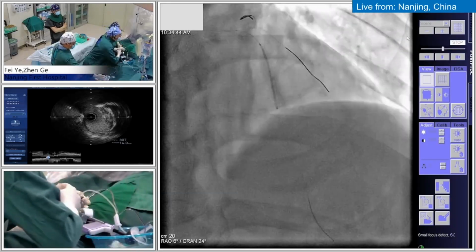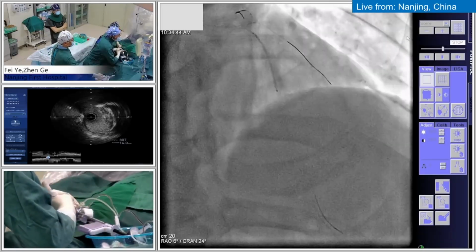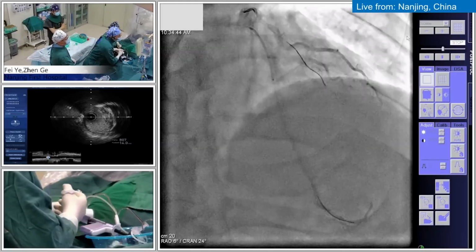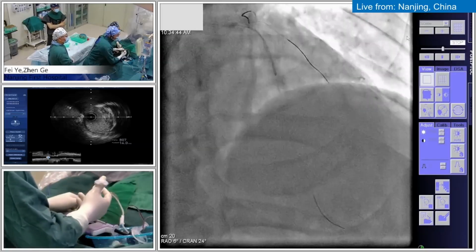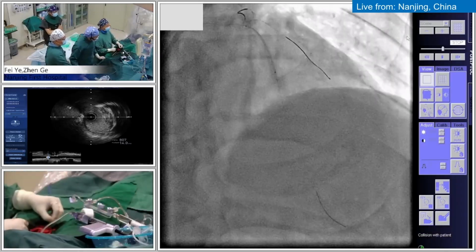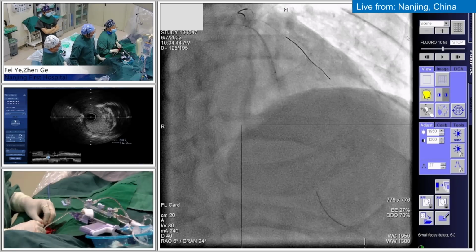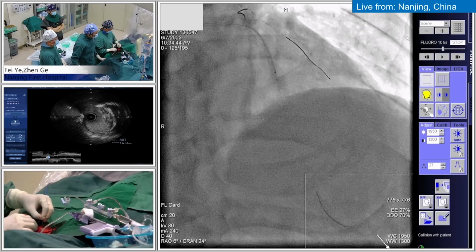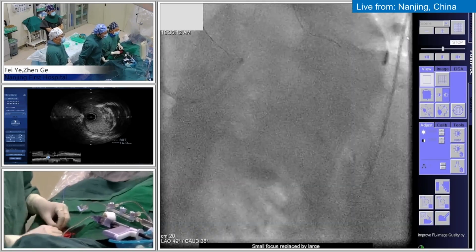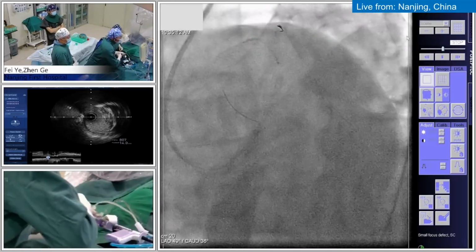Okay. I'm going to pull back a little bit here. I think it's good. Check the ostium of the LAD. For the first stent, you don't want to cross over the side branch. I don't want to cross because it's a 3.0 stent. I want to select another bigger stent.